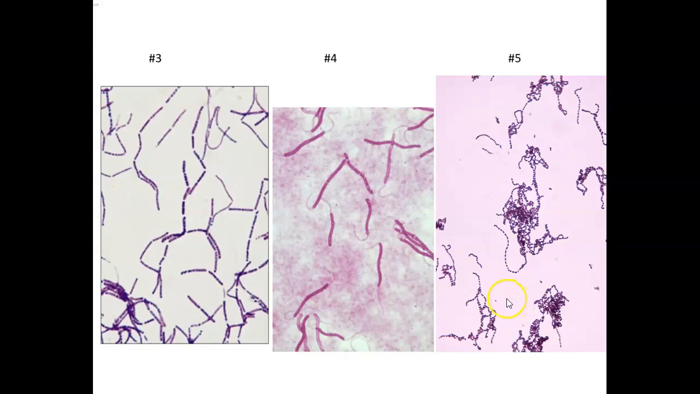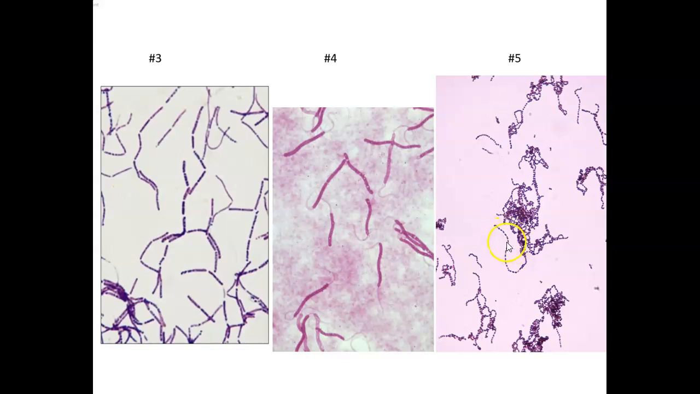This one's a little tricky. I'm going to look right here, and I can see these are definitely in chains, and I have lots of round cells. Round cells and chains. Remember what they're called? Streptococcus.